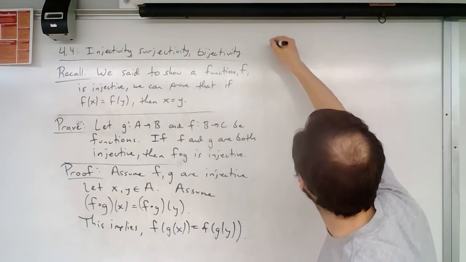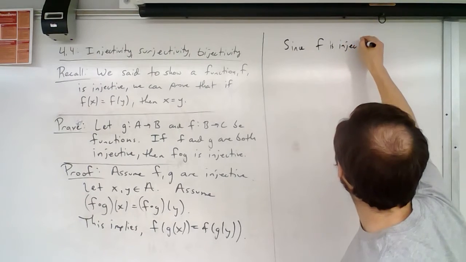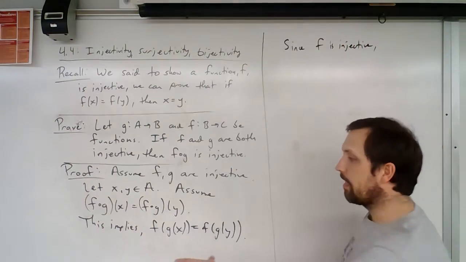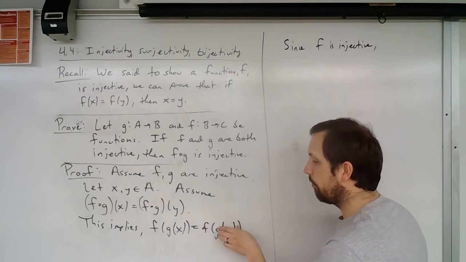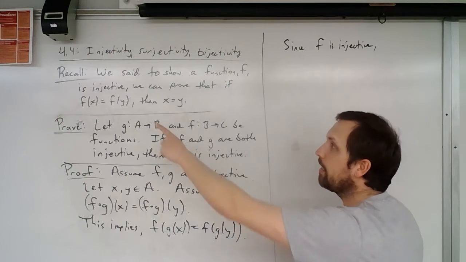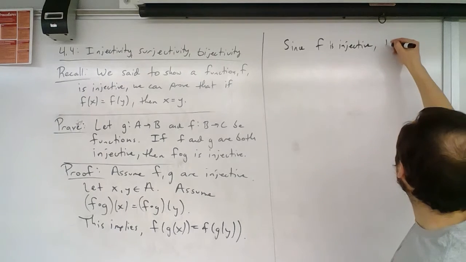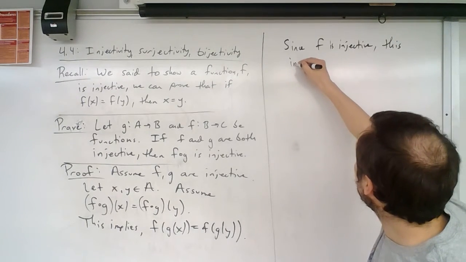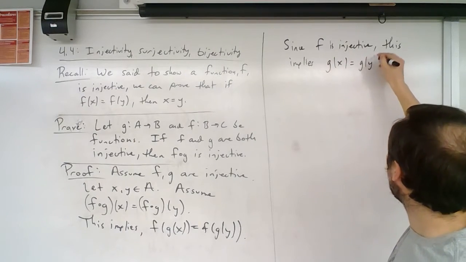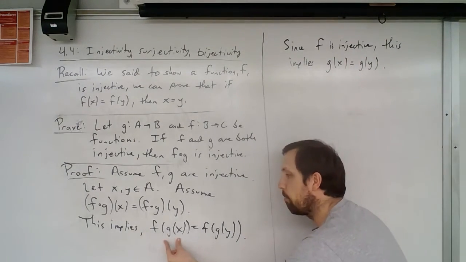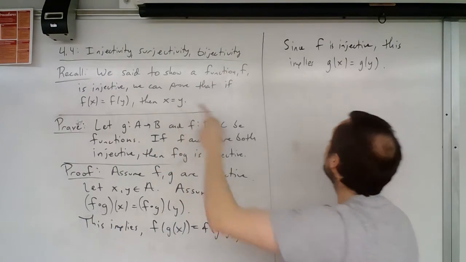So since f is injective, we look at this outermost function. Since it is injective, we have f of something is equal to f of something else. What that means is that those two insides must be equal to each other. Since f is injective, this implies that g of x is equal to g of y. So if f of something is equal to f of something else, these two somethings must be equal, right? The two insides must be identical.